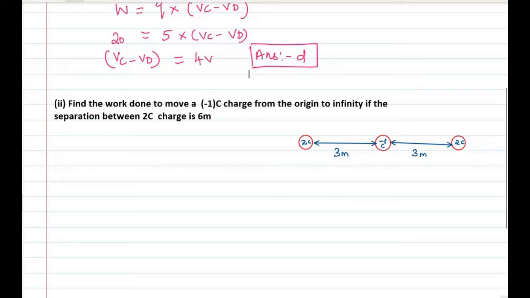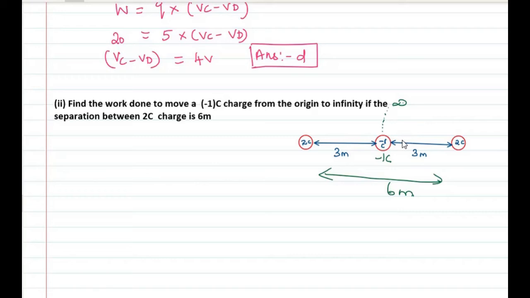Next, find the work done to move a minus 1 coulomb charge from the origin to infinity, if the separation between two 2 coulomb charges is 6 meter in total. From the center, the origin, you get 3 meter to the left and 3 meter to the right.